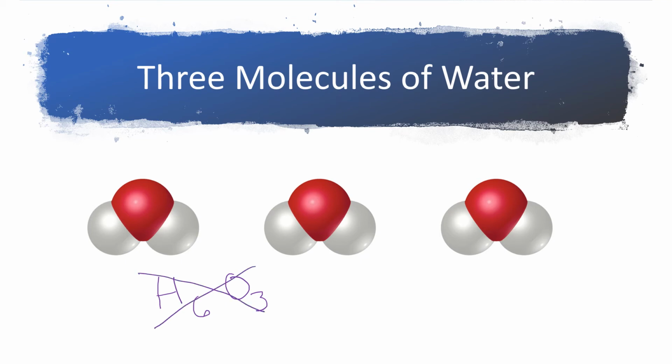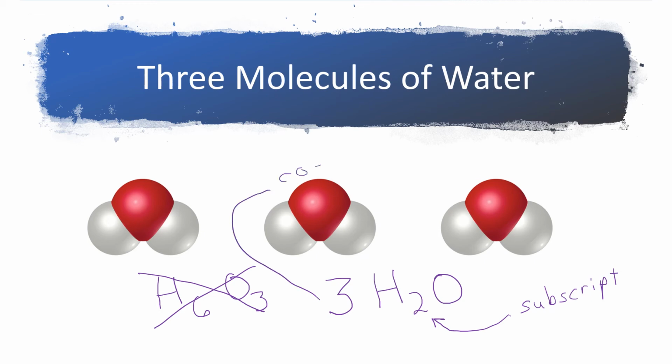Instead of writing the formula this way, we'll write H2O because that shows that we have that pattern of connected atoms. And then since there are 3 of these molecules, we'll put a coefficient of 3 out in front. And just to distinguish these numbers, the little one that we write down below is called a subscript, and the bigger number that we write out in front is called a coefficient.